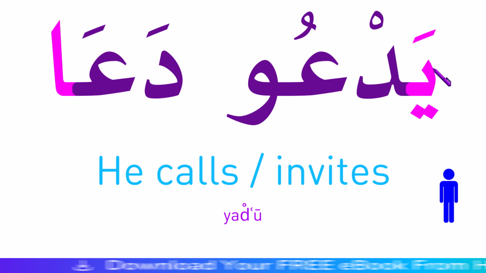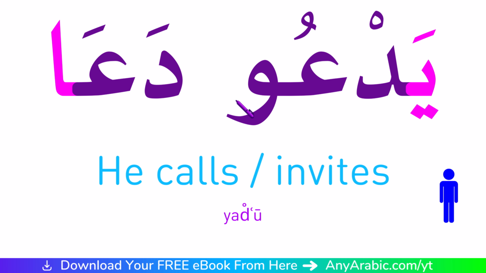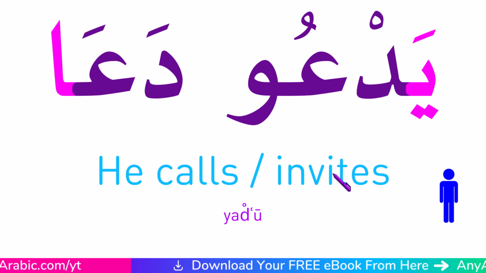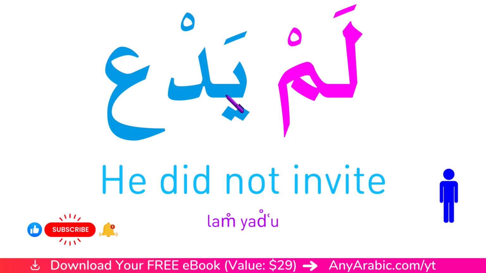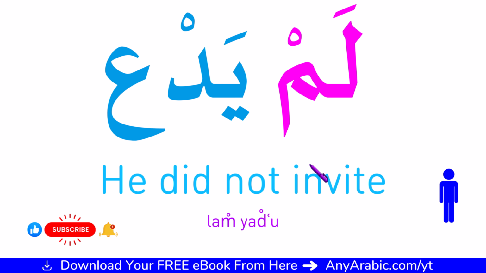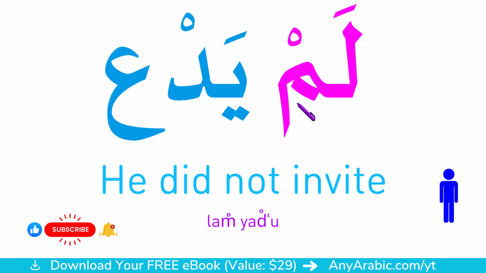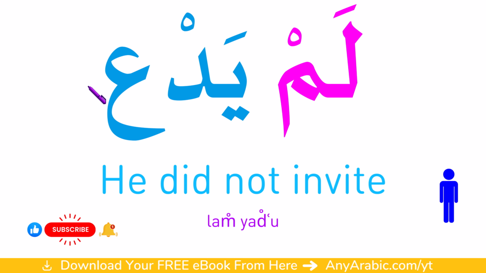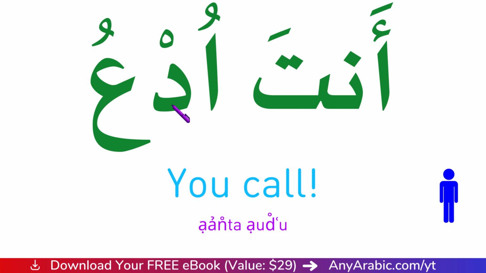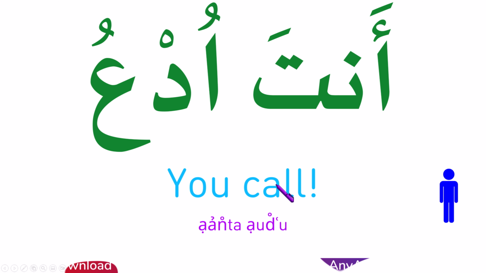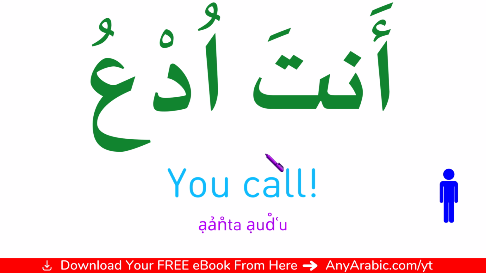يدعو is a verb in the present tense. The past tense is دعا and it means he calls or he invites in the present tense. لم يدع, he didn't invite or he didn't call. As you can see from here, we have لم, which makes the verb to be in the jussive mood. That's why we have removed the wow from the end of the verb, as you have learned earlier. لم يدع. أنت, أدع. You, this is imperative, call or invite.